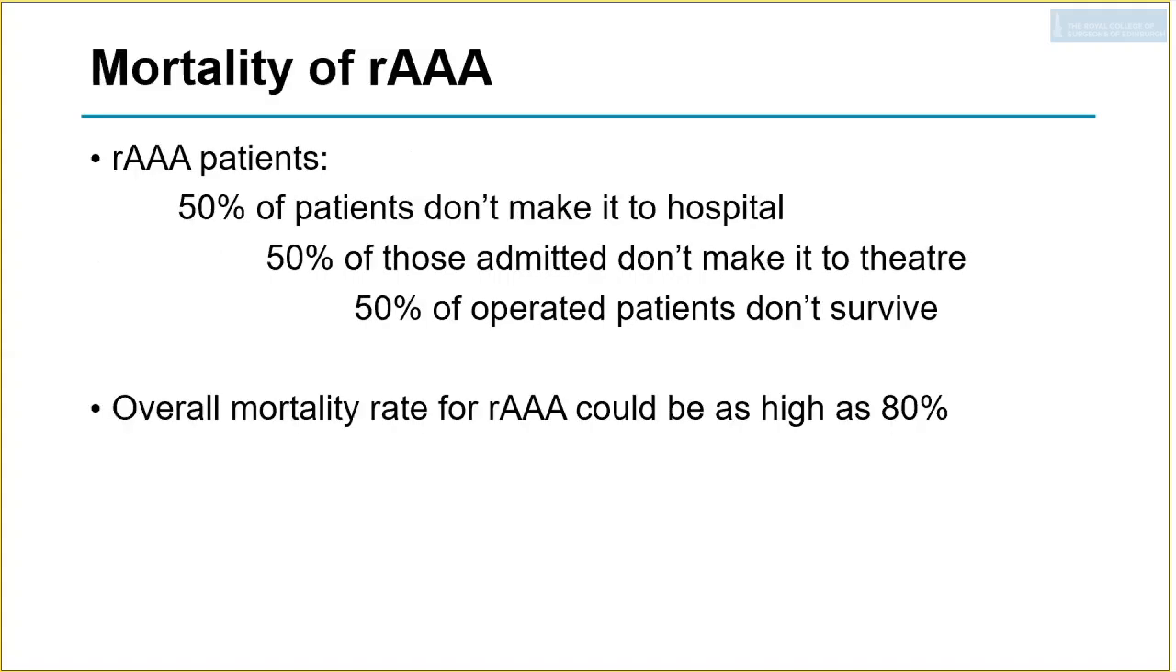What about the mortality? This is what we were taught traditionally. With ruptured AAA, 50% of patients don't make it to hospital. Out of those who make it to hospital, 50% of those don't make it to theatre, and out of those who make it to theatre, 50% of them do not survive. So overall, the mortality of ruptured AAA could be as high as 80%.